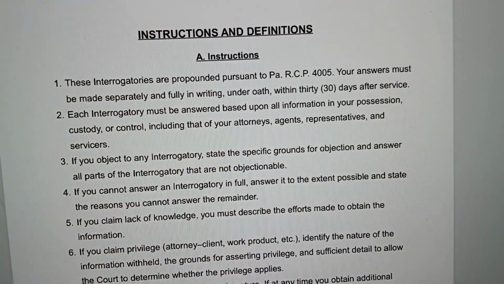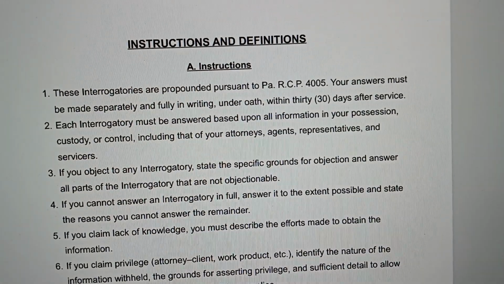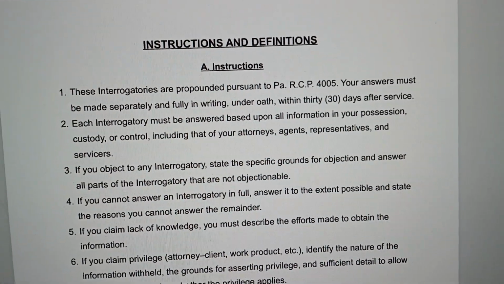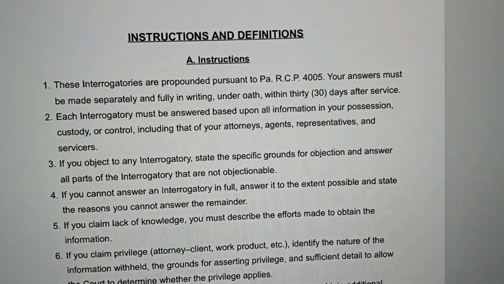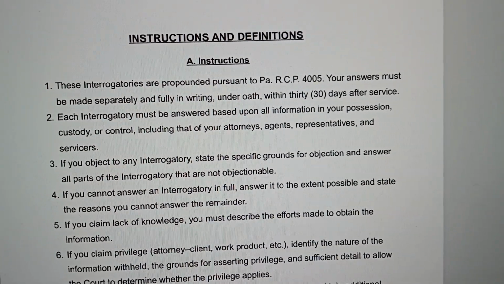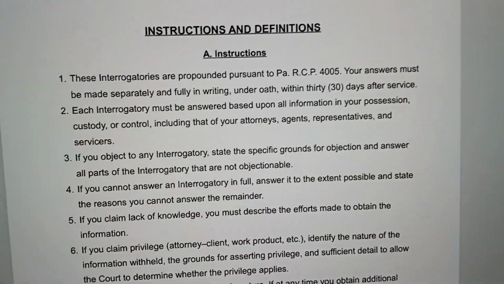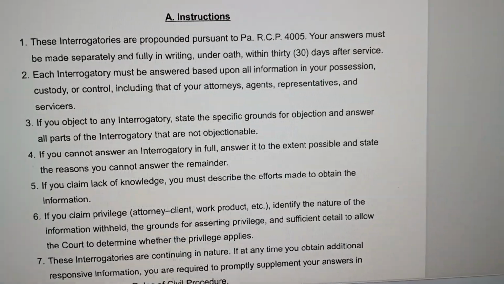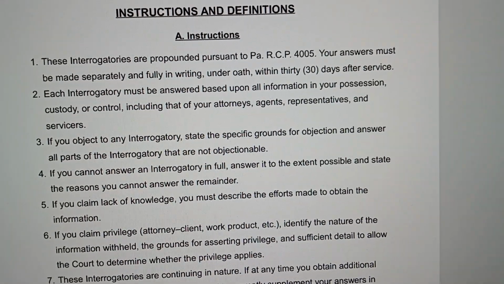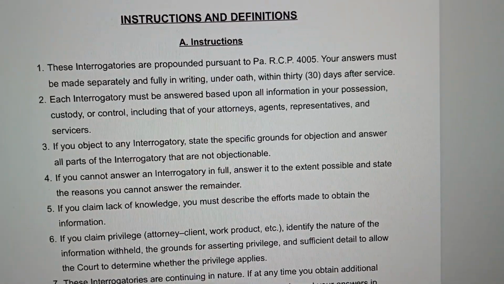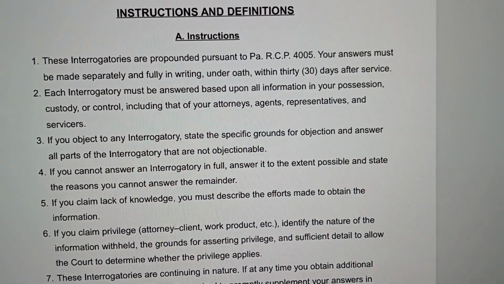And basically, this says that these interrogatories are propounded pursuant to Pennsylvania Rule of Civil Procedure 4005. Your answers must be made separately and fully in writing under oath within 30 days after service. Each interrogatory must be answered based upon all information in your possession, custody, or control, including that of your attorneys, agents, representatives, and servicers. If you object to any interrogatory, state the specific grounds for objection and answer all parts of the interrogatory that are not objectionable. If you cannot answer an interrogatory in full, answer it to the extent possible and state the reasons why you cannot answer for the remainder.